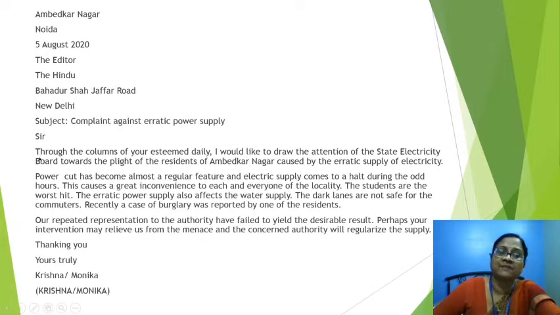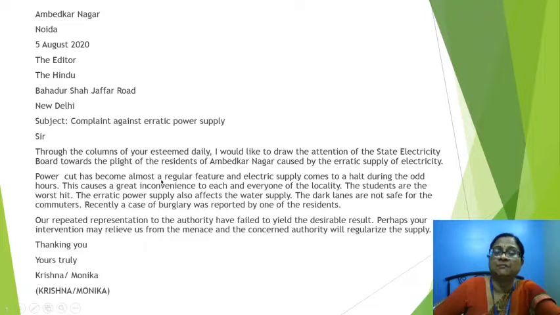So how have I started, how have I introduced the topic? Through the columns of your esteemed Delhi, I would like to draw the attention of the State Electricity Board towards the plight of the residents of Ambedkar Nagar caused by the erratic supply of electricity. Now I come to the main body, that is the content of the letter, where I will talk about the problems, the plight faced by the residents.